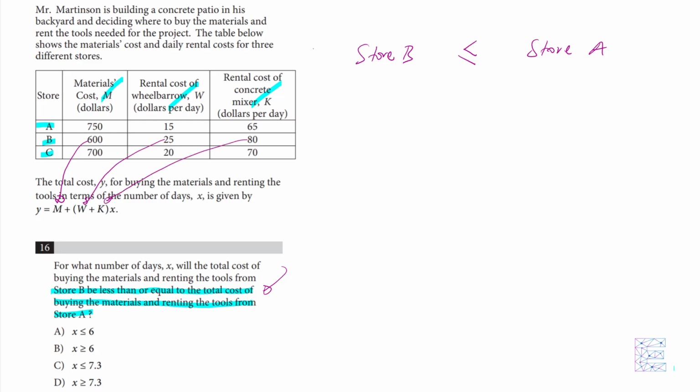It'll be 600 plus quantity 25 plus 80, and there's an X on the outside. And for store A, we're doing the same thing but different numbers. So we're just plugging in 750 for M, 15 for W, 65 for K. Let's go ahead and do that. We now have 750 plus quantity 15 plus 65, and then still there's an X.